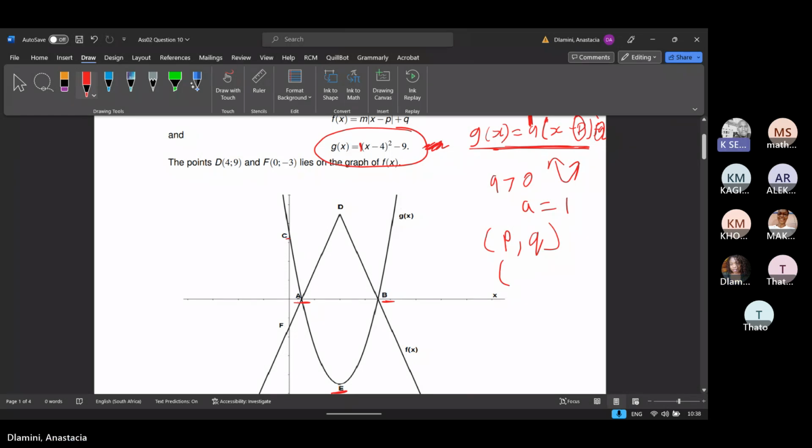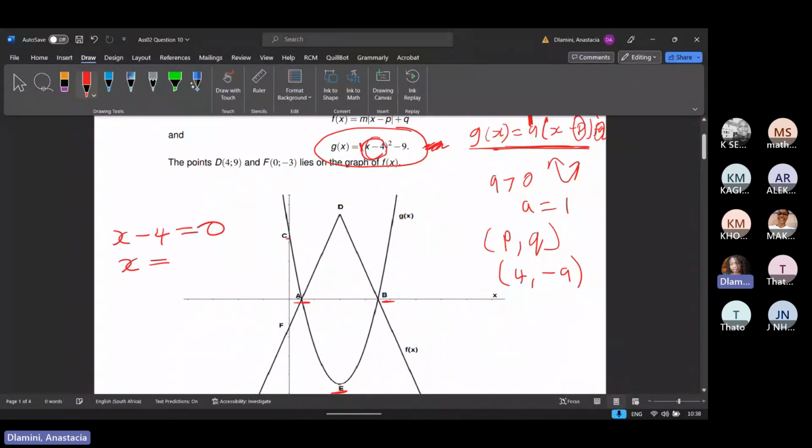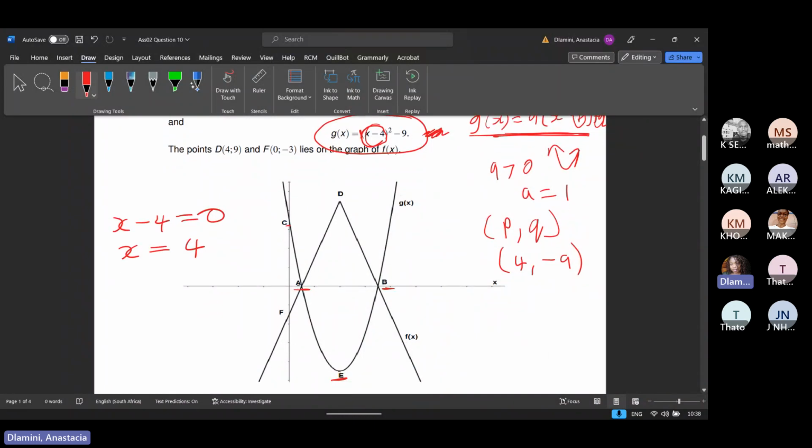It's positive 4 and negative 9. Why not negative 4? Because if what is in the bracket is x minus 4 equal to 0, then x is equal to positive 4. Remember what we said: if you are given the vertex form, the P value will be whatever is in the bracket, so x minus 4 equated to 0. Therefore, x is equal to 4. So our turning point is 4 and negative 9.